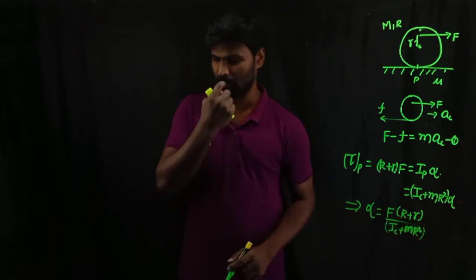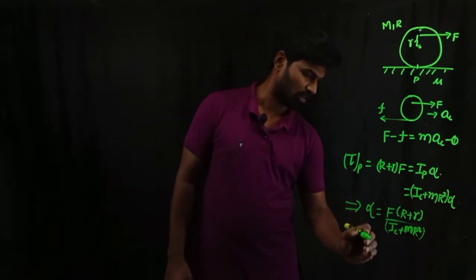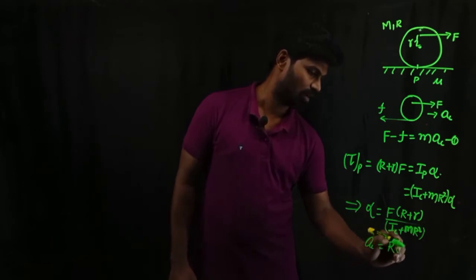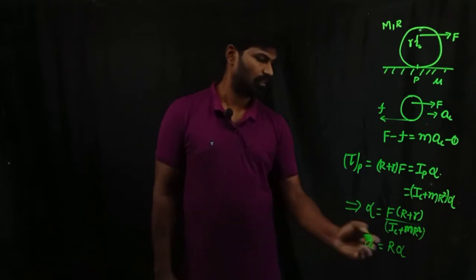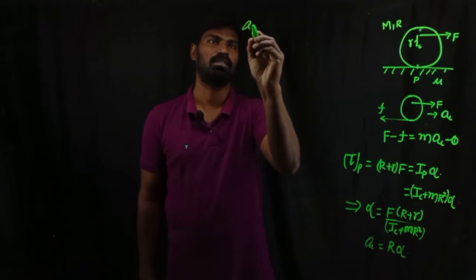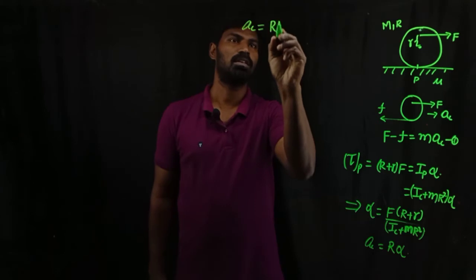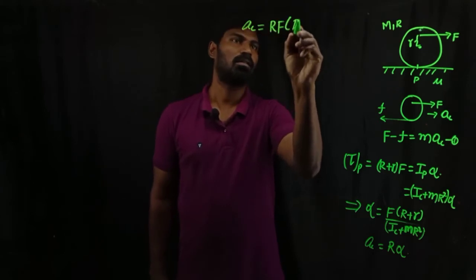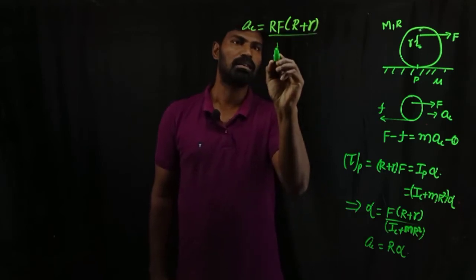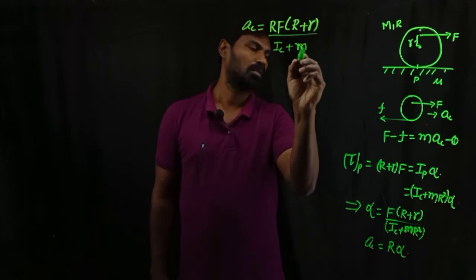As I assumed that the body is undergoing pure rolling motion, what is the condition for rolling motion? Acceleration of center of mass, a_C, should be equal to R into alpha. If we substitute this expression, we will get the expression for acceleration of center of mass as a_C equals R alpha. R into alpha is how much? F into (R plus r) divided by I_C plus M into R square.